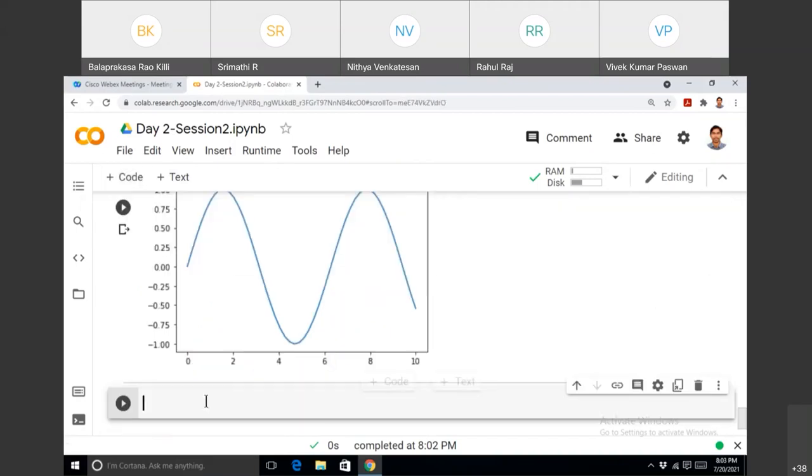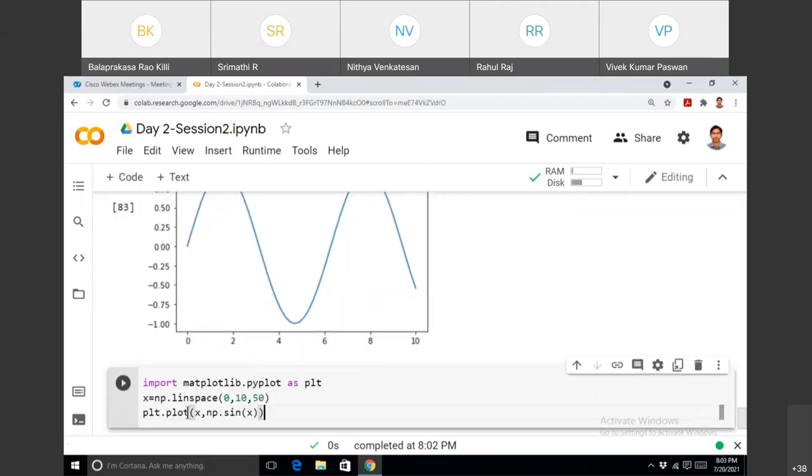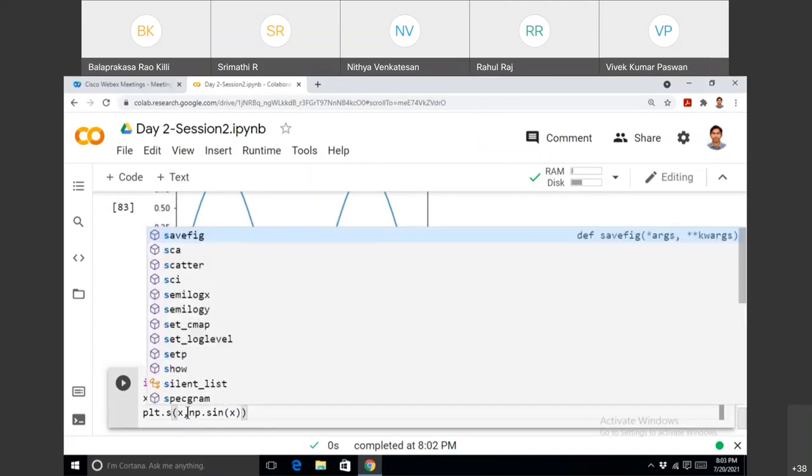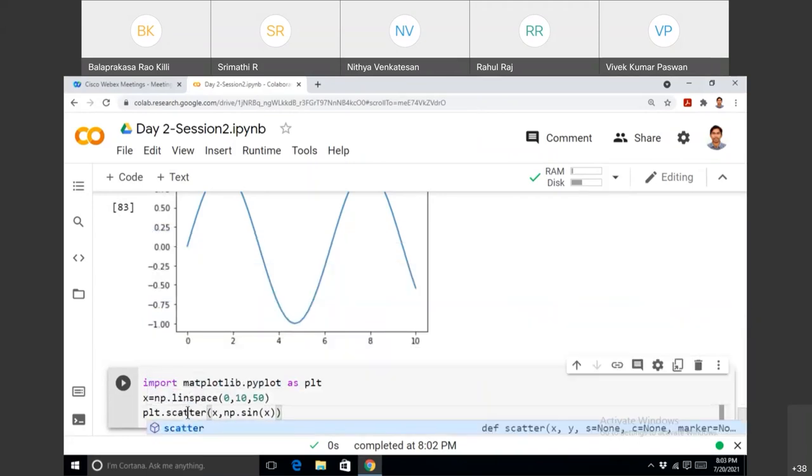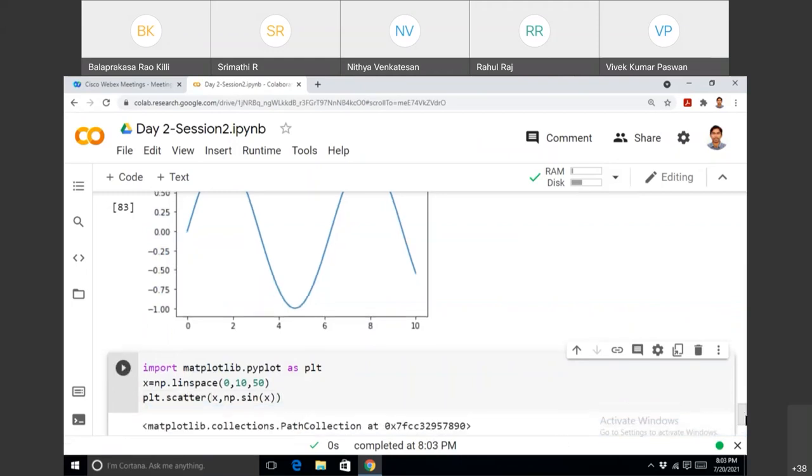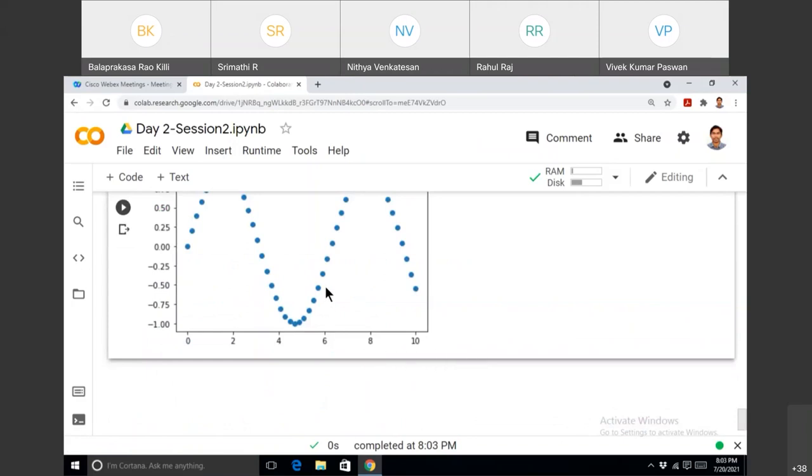If you want to generate a scatter plot, you can generate a scatter plot also. What is a scatter plot? See, what is a scatter plot? Scatter plot means it will simply project the points. This is a scatter plot. Is it okay?